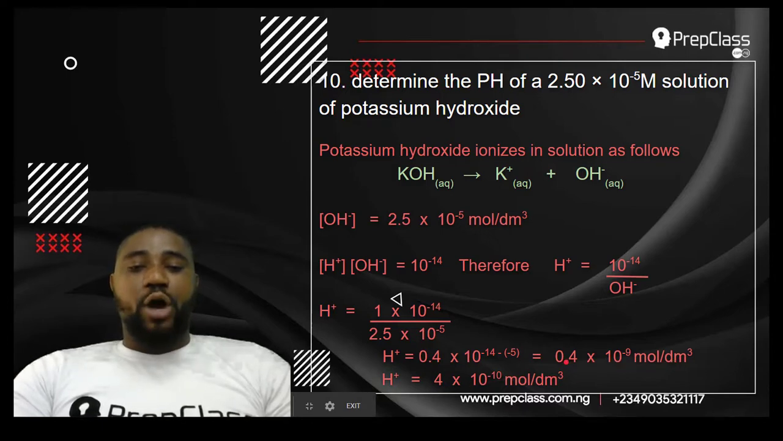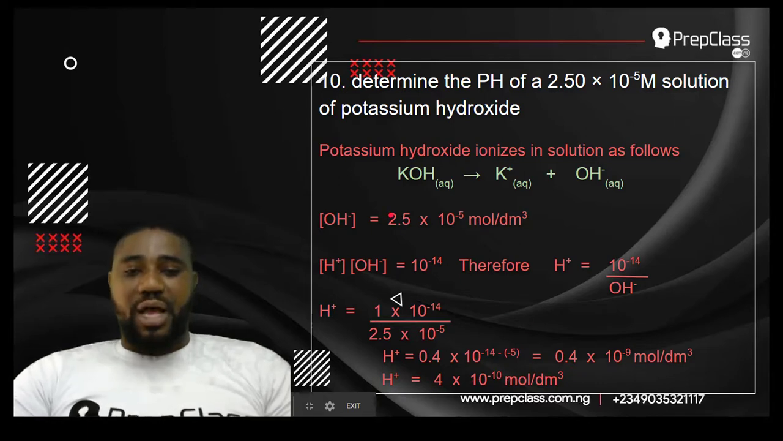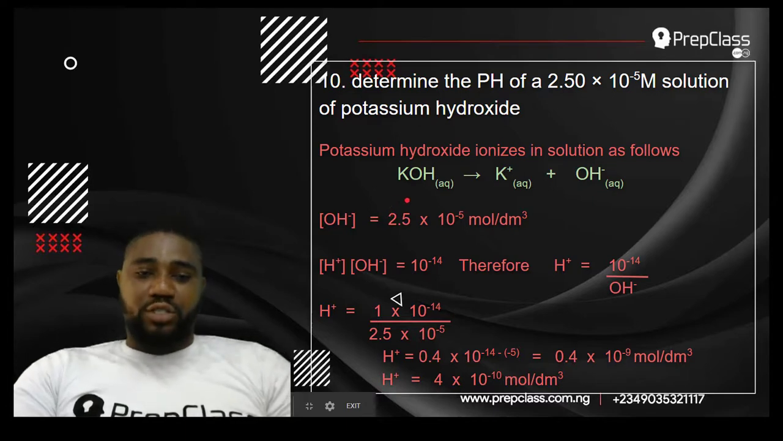So move the decimal point once to the front. This power will increase by 1. So your hydrogen ion becomes 4 times 10 to the power minus 10 mole per dm cube. That's your hydrogen ion concentration. 4 times 10 raised to the power minus 10 mole per dm cube.